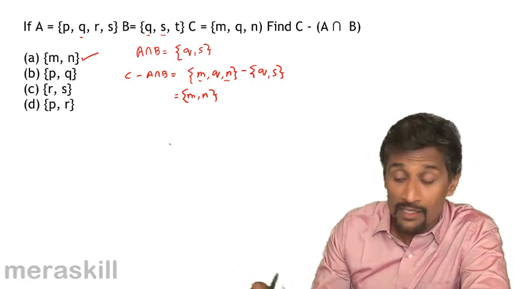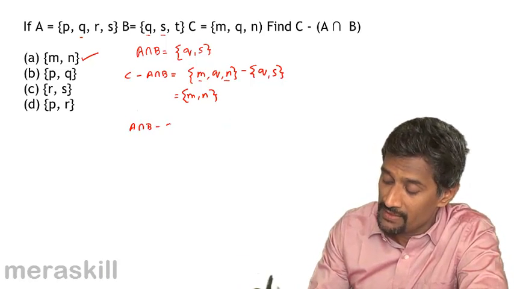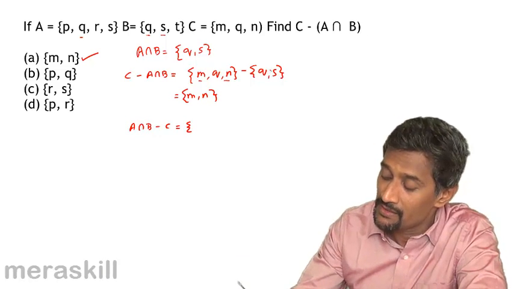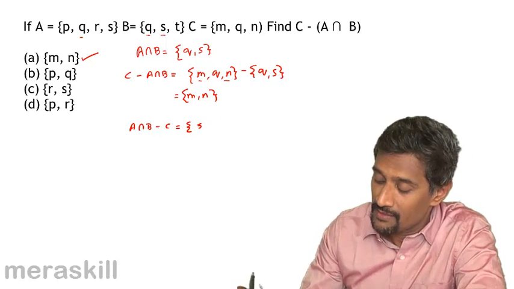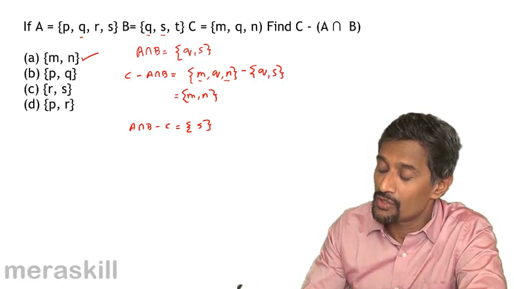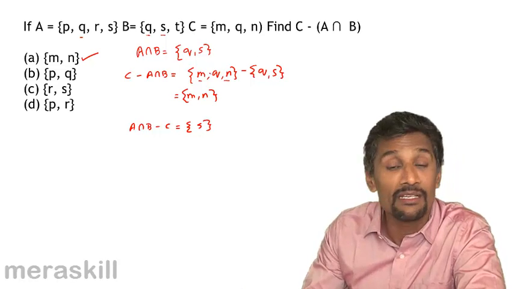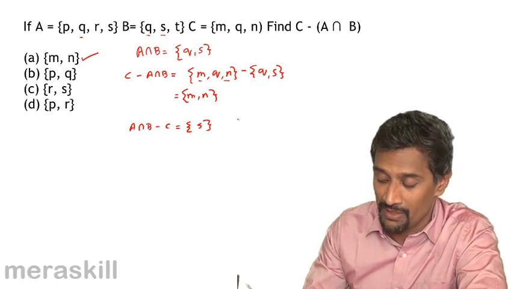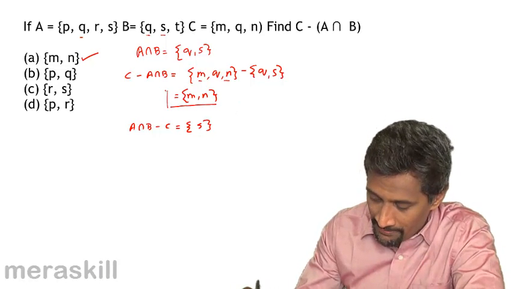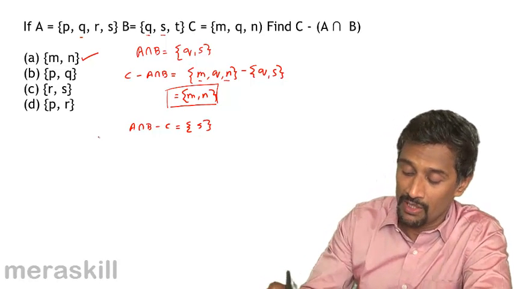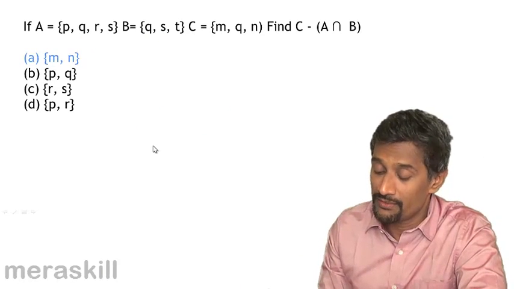Suppose, just out of interest, let's check A intersection B minus C. A intersection B is {Q, S}, minus C gives just S, because we are taking all the elements present in A intersection B which are not present in C. That is not the requirement of the question. The requirement of this particular question is M, N. So we do have it as M, N.